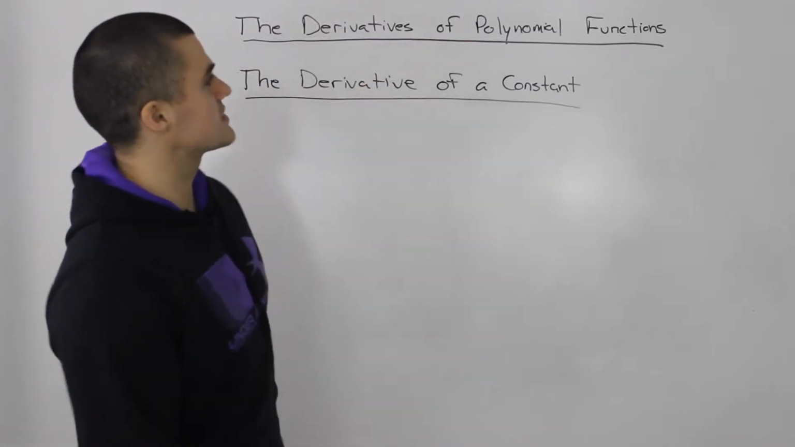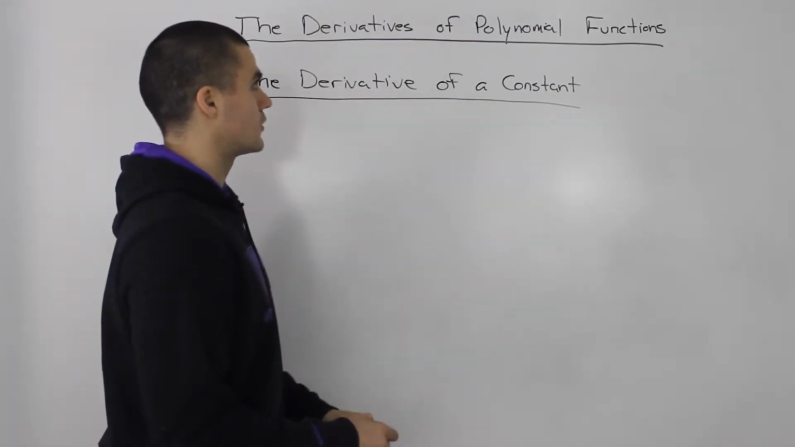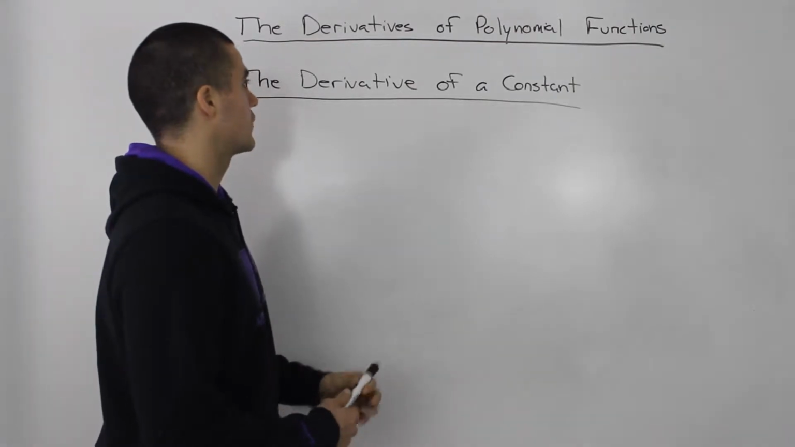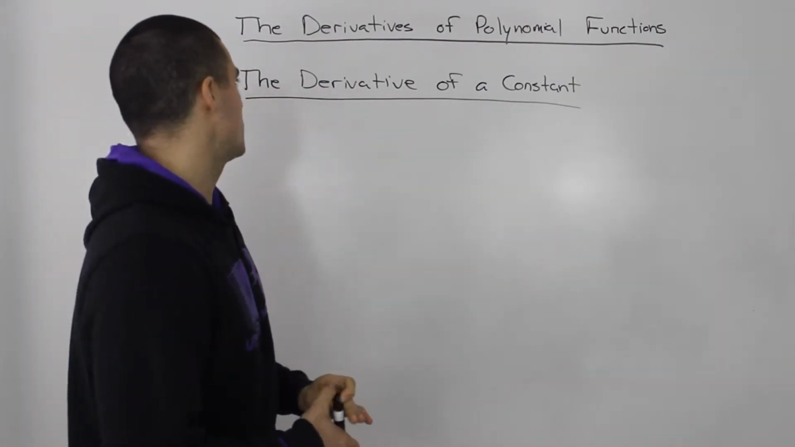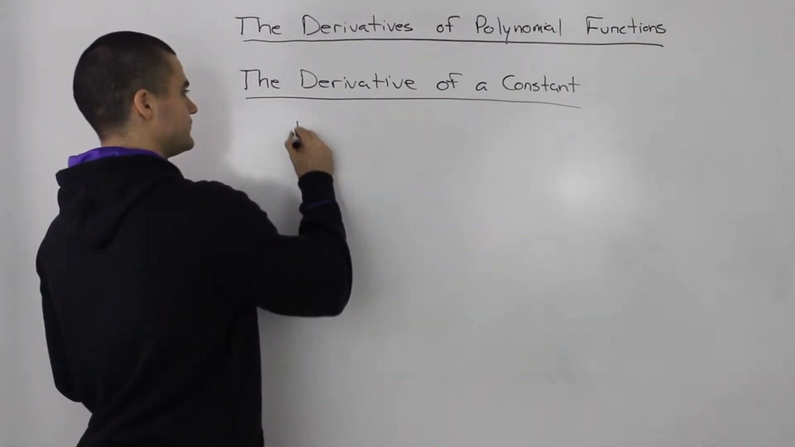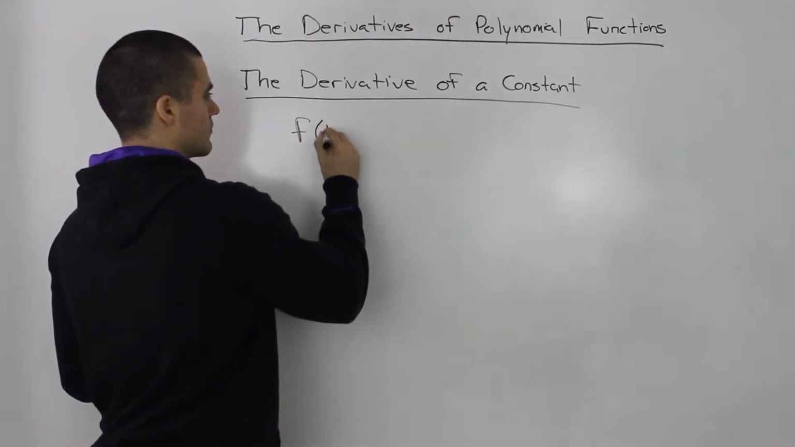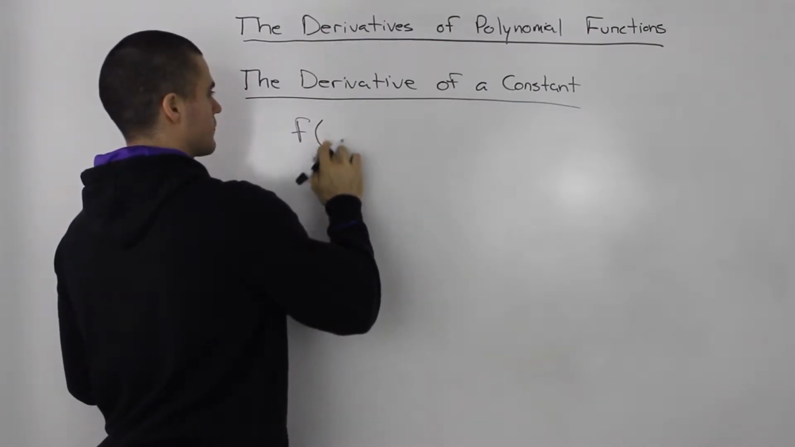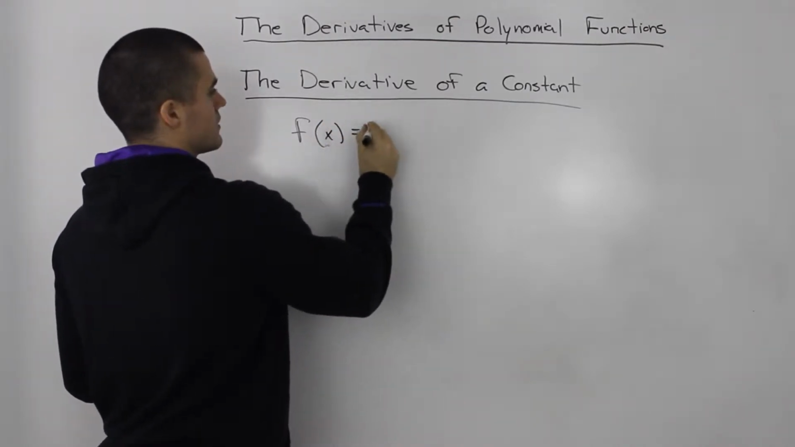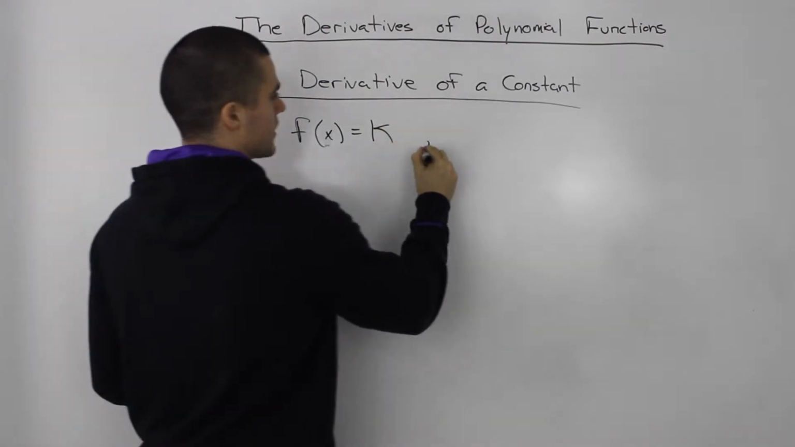Alright, moving on to the next section of this chapter, the derivatives of polynomial functions. First thing we're going to cover is what's the derivative of a constant. So, if you have a function that's just a constant. So k is a constant.